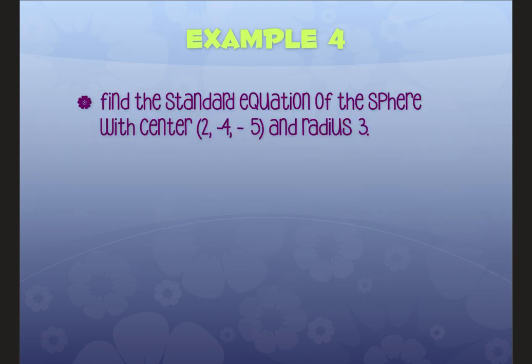All right, this one says find the standard equation of the sphere with a center of 2, -4, -5, and a radius of 3. So I just do x minus 2 squared plus y minus a -4 would be plus 4 squared plus z minus a -5, plus 5 squared equals the r squared, which is 9. Easy stuff, right?